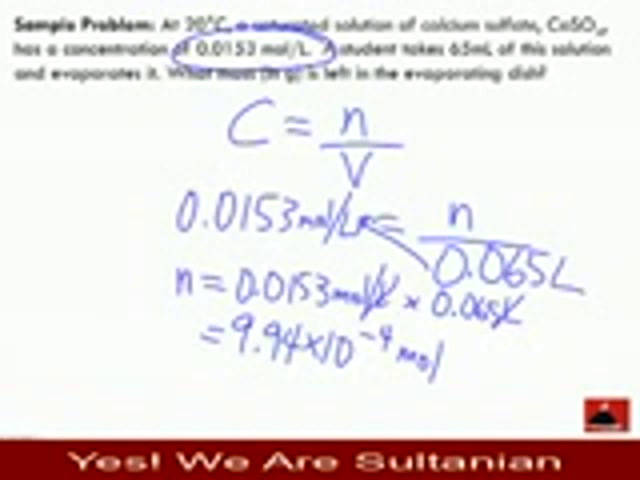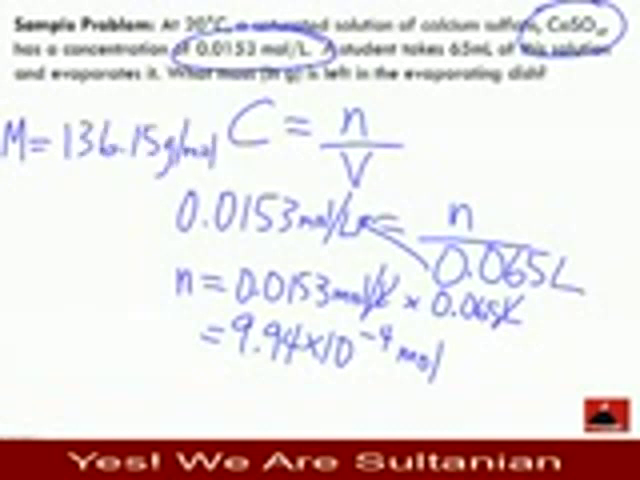Now I want to find the mass. To do that, what do I do? Exactly. I find the molar mass of calcium sulfate in solution. So we take the molar mass of calcium sulfate, and we're going to multiply it by that. The molar mass of calcium sulfate is 136.15 grams per mole.